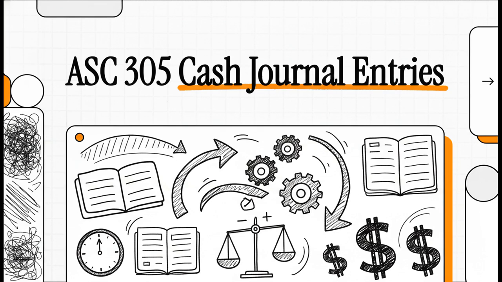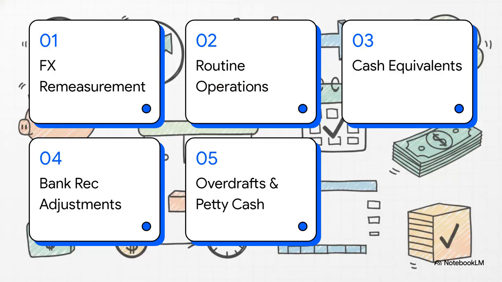Honestly, if you've ever felt like the period close process for cash is just this chaotic scramble of journal entries, well, you're definitely in the right place. We're going to break down the logic behind these entries so it all makes perfect sense. Think of this explainer as your insider's reference library for closing the books. We'll be hitting foreign currency remeasurement, routine cash operations, equivalents and restricted cash, bank reconciliation adjustments, and finally, overdrafts and petty cash. Let's get to it.